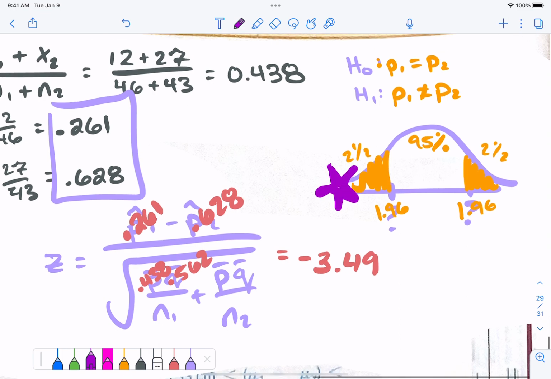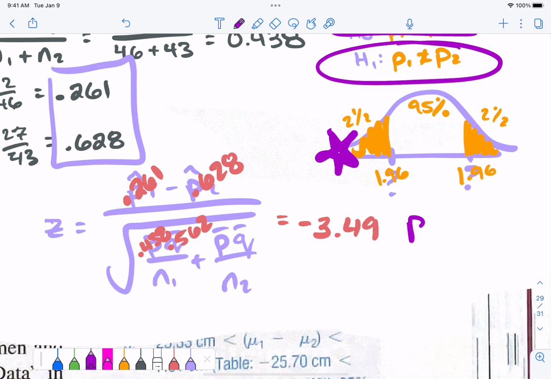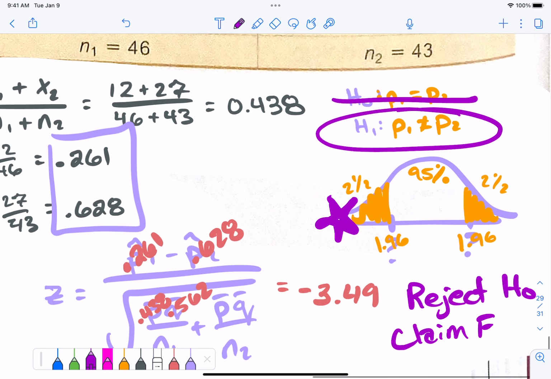Outside. Over here. So that means we are going to not say that they're equal, which is what we had planned, right? We didn't think that they were equal to begin with. Okay, so that is a reject H naught, claim false, right? We're assuming the claim is the top one, right?